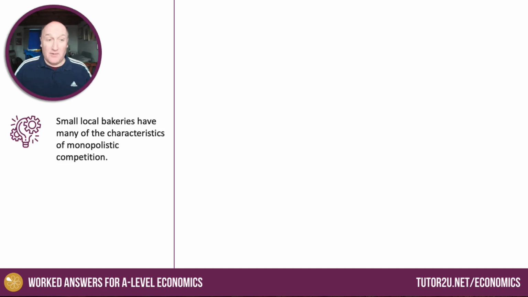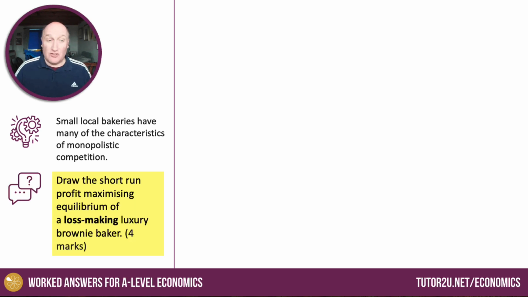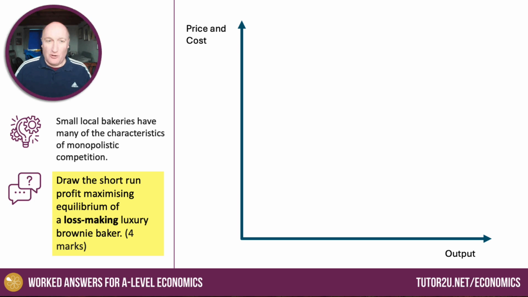So here's your stem. Small local bakeries have many of the characteristics of monopolistic competition. And the question: draw the short-run profit-maximising equilibrium of a loss-making business. So, price and cost on the y-axis, output on the x-axis. Here's the way to get the 4 marks.